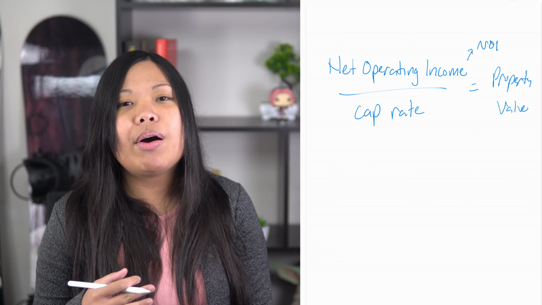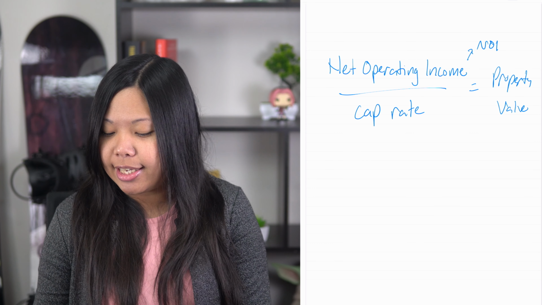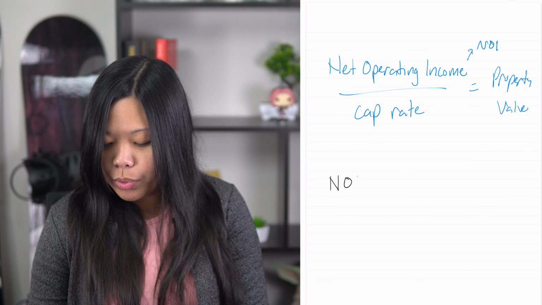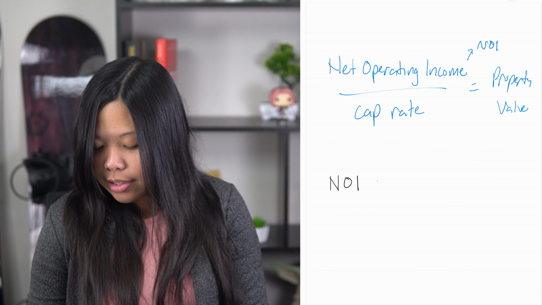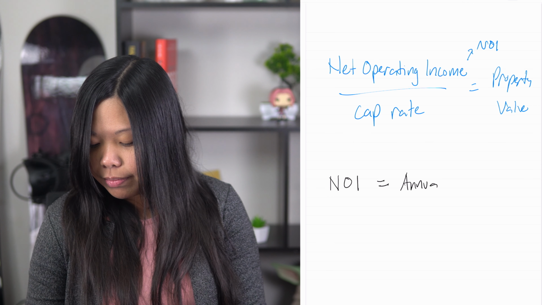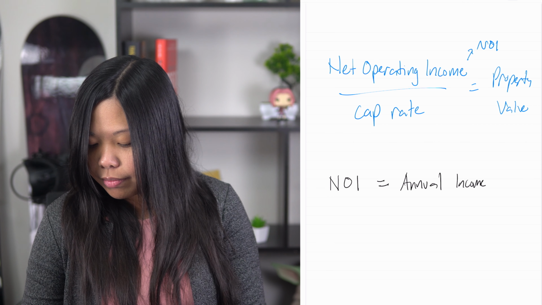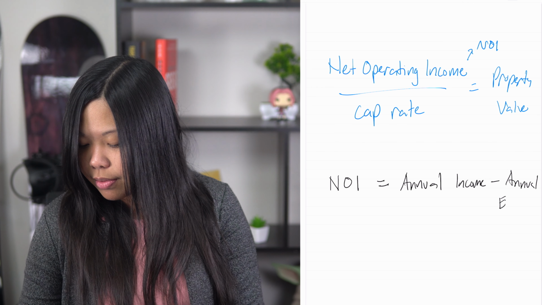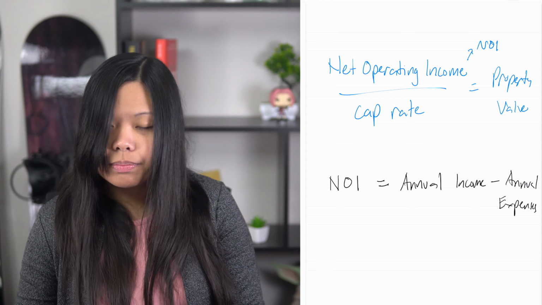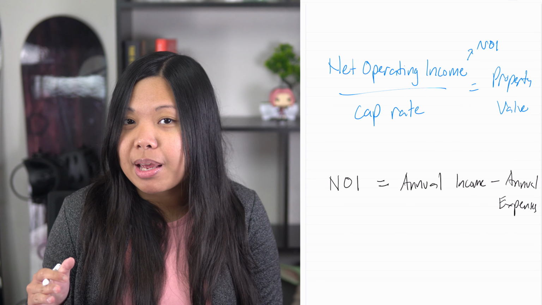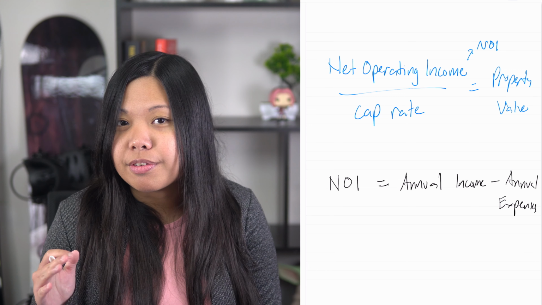Now you're like, well, how do I get net operating income? So net operating income, which is NOI, is just annual income minus annual expenses. So there you go. That is how multifamily properties are valued.